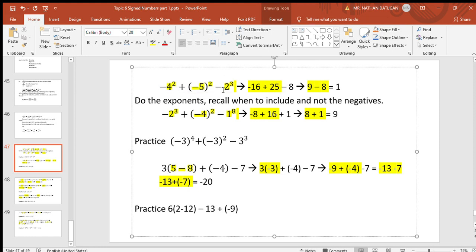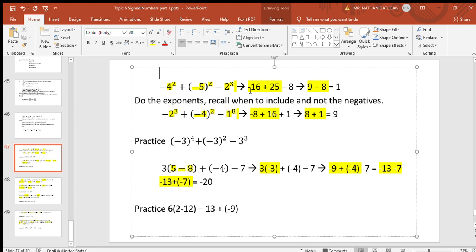Now last part, again this negative is not included with the 2, that means we're just going to cube 2. 2 cubed is 8, and we're going to multiply 8 with negative 1, so that's why you got negative 8. So when we do all the exponents for this problem, we're supposed to get negative 16 plus 25 minus 8. Now we'll do it part by part.